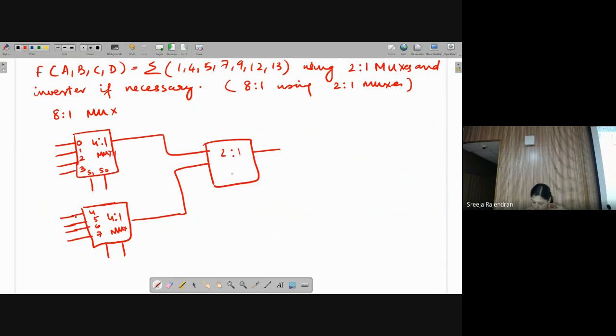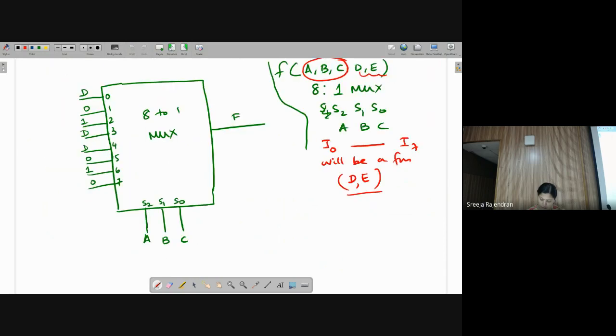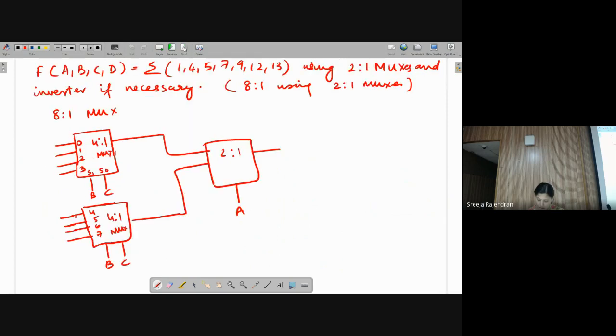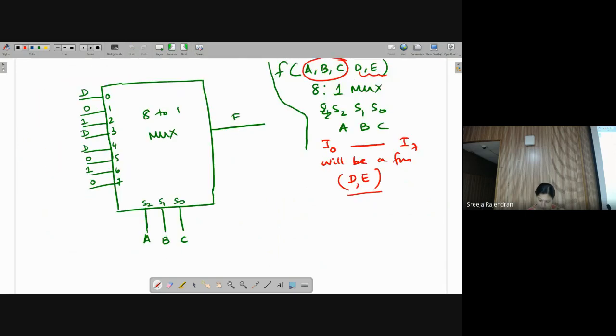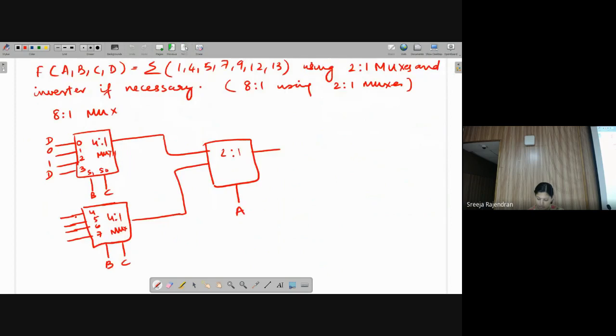So in this case, what will be the select line for this mux? A. This will have BC. And the inputs would be, if you go to the inputs, the first 4 inputs are D0, 1 and D. So D0, 1, D. Then D0, 1, 0. D0, 1, 0. So these inputs will be applied in this order.